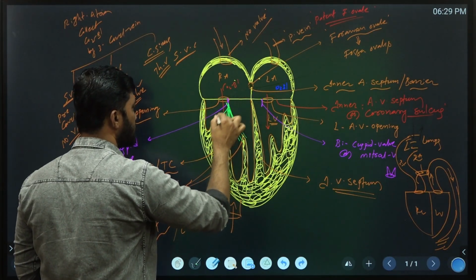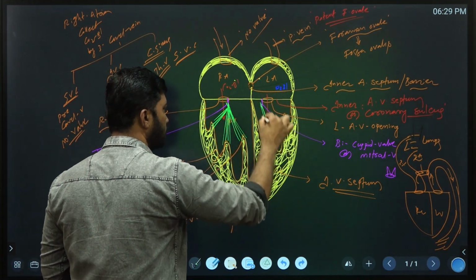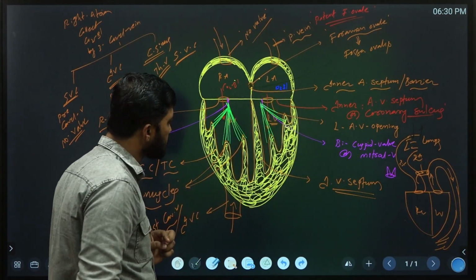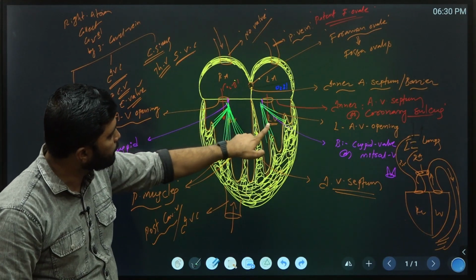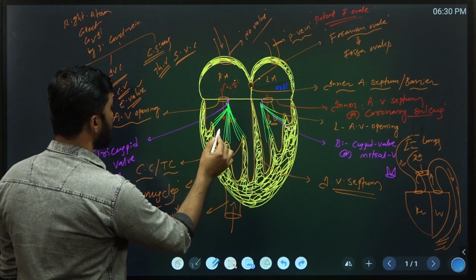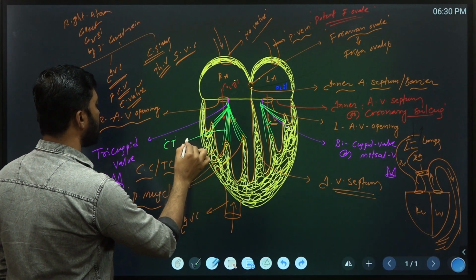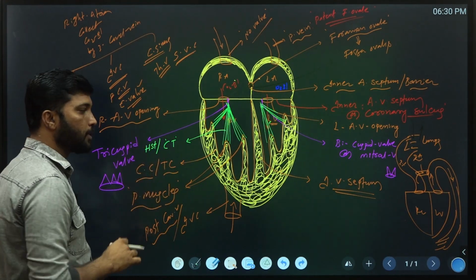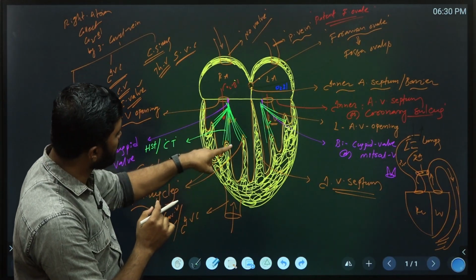Right, this is the fiber. In the left side also, fibers, right? Okay, this is the cardiac tendinae, green color, right? Cardiac tendinae, also called heartstrings. Now, what is the function of these tendinae?